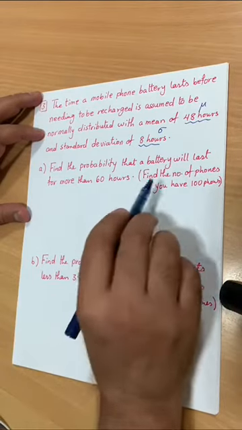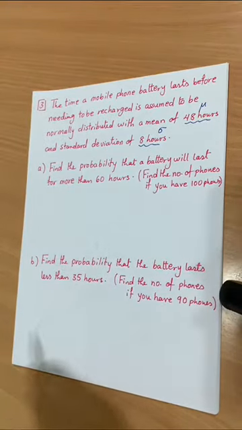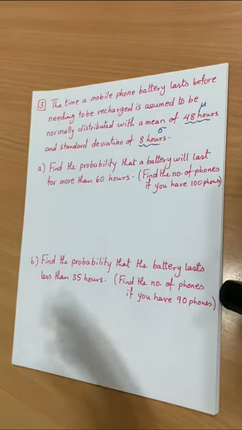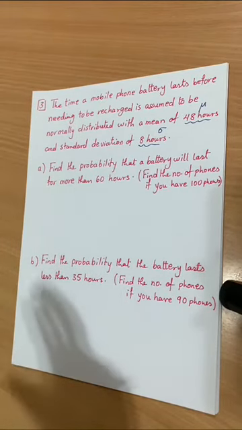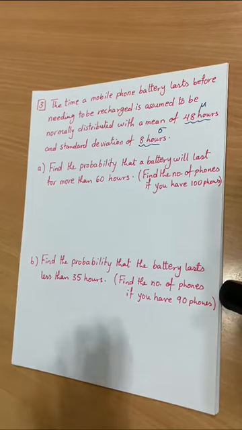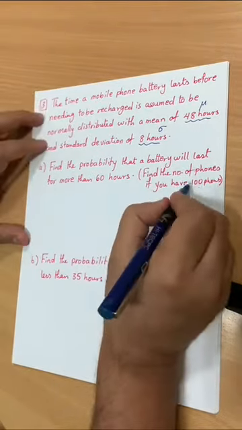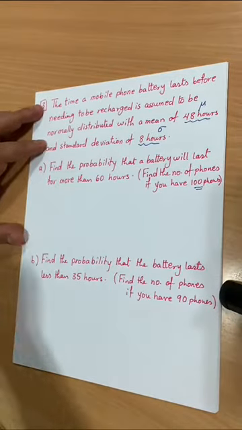If the question asks you to find the number, we're going to do as we did before in the previous question. If you want to find the percentage, just multiply by 100. If it's required to find the number, multiply the probability that you find by the total number of mobile phones, which will be given to you. So here they give you 100 phones. Let's see how to find the probability.